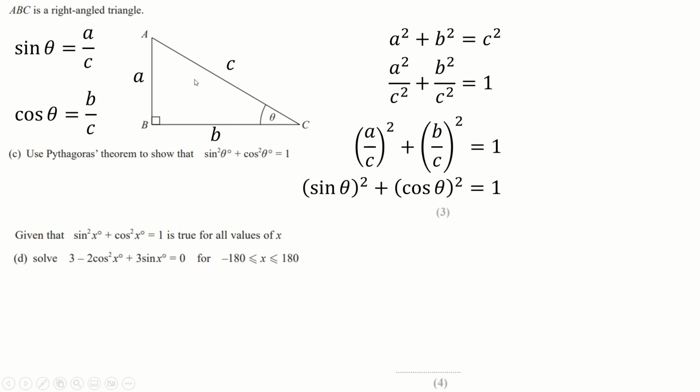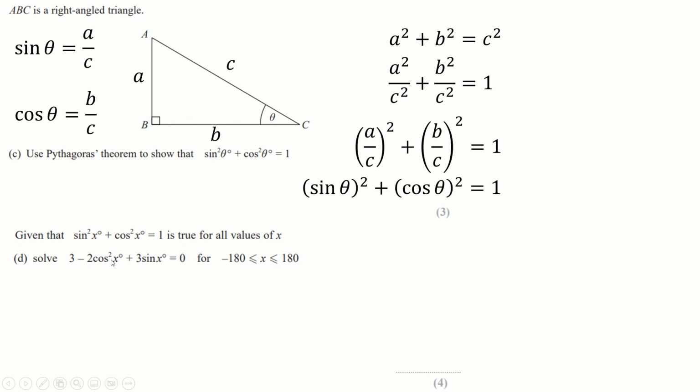You could also, by definition, just claim AC is equal to 1, and then by definition, sine of theta is the length of this side, and cos of theta is the length of that one. I'm actually not sure whether you'd be allowed to just say that, but that is totally true. Anyway, given sine squared plus cos squared equals 1 for all values, we just proved it, I guess, solve this thing here.